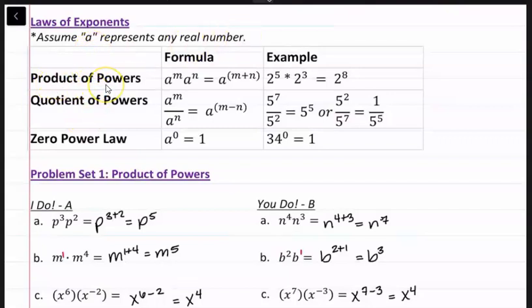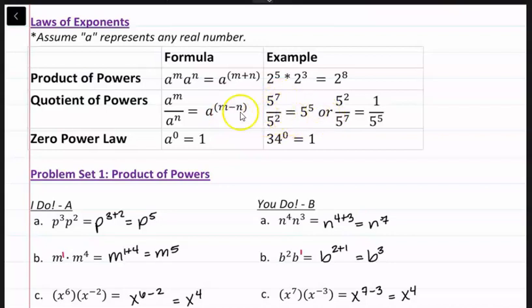We have product of powers, which tells us what to do when we're multiplying exponents, which in this case, we add them. So 2 to the 5th power times 2 to the 3rd power is really 2 to the 8th power. Quotient of powers, which is the same thing as dividing exponents. So for example, 5 to the 7th power divided by 5 to the 2nd power. Well, we just subtract them. So 7 minus 2 is 5.